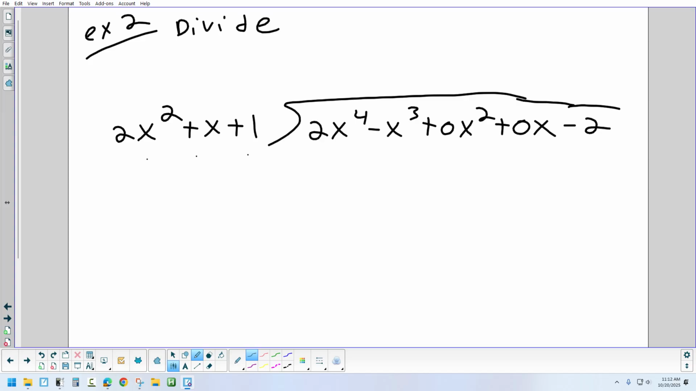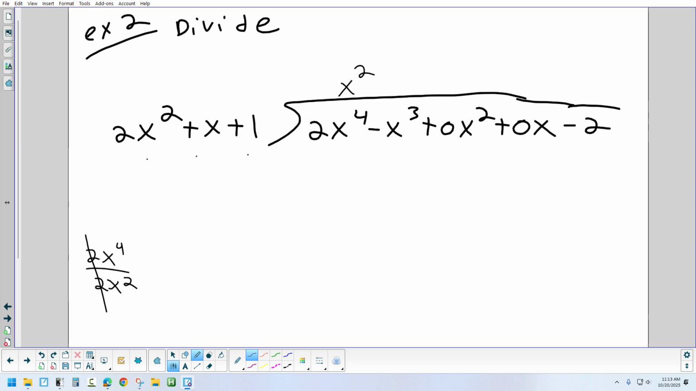Okay, what's the first calculation that we're going to do off to the side? We're going to have what divided by what? 2x to the 4th divided by 2x squared. And what does that give you? The 2's are gone, so just x squared. Okay, multiply that back out.